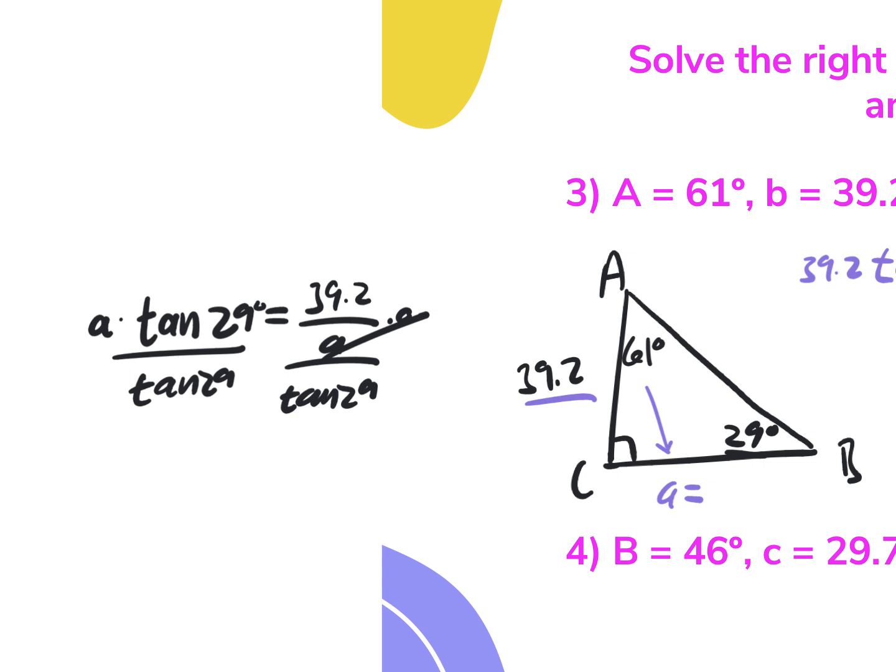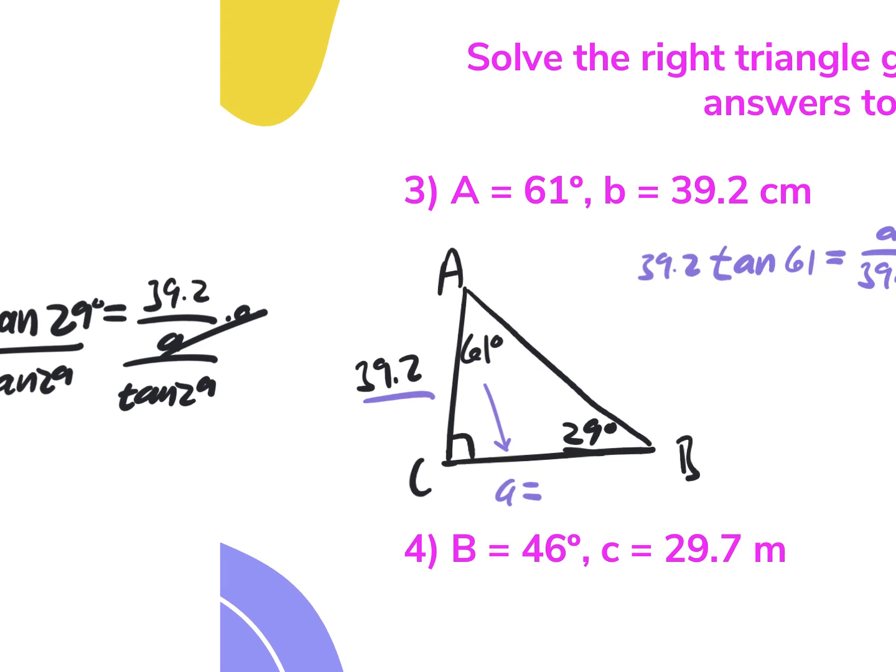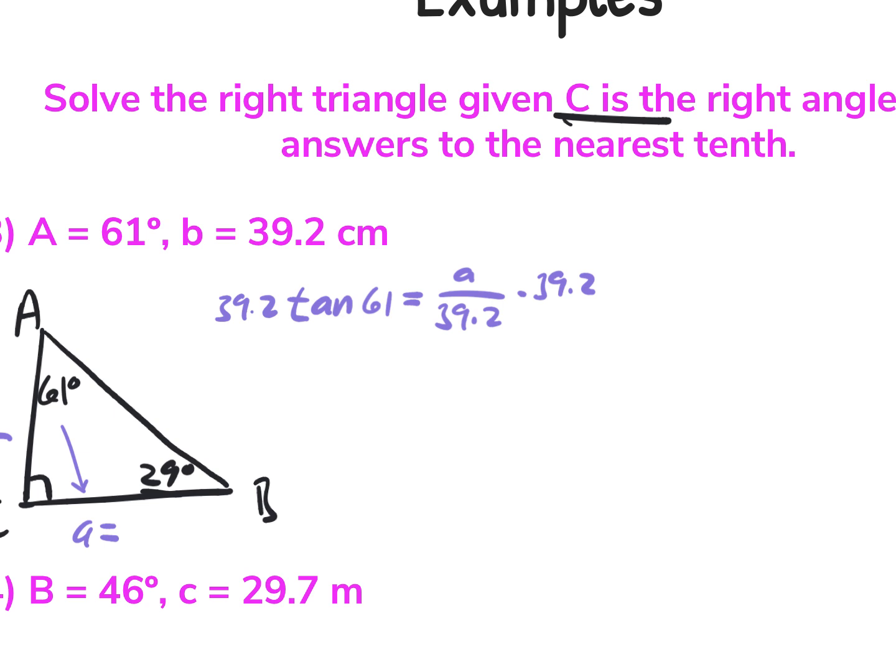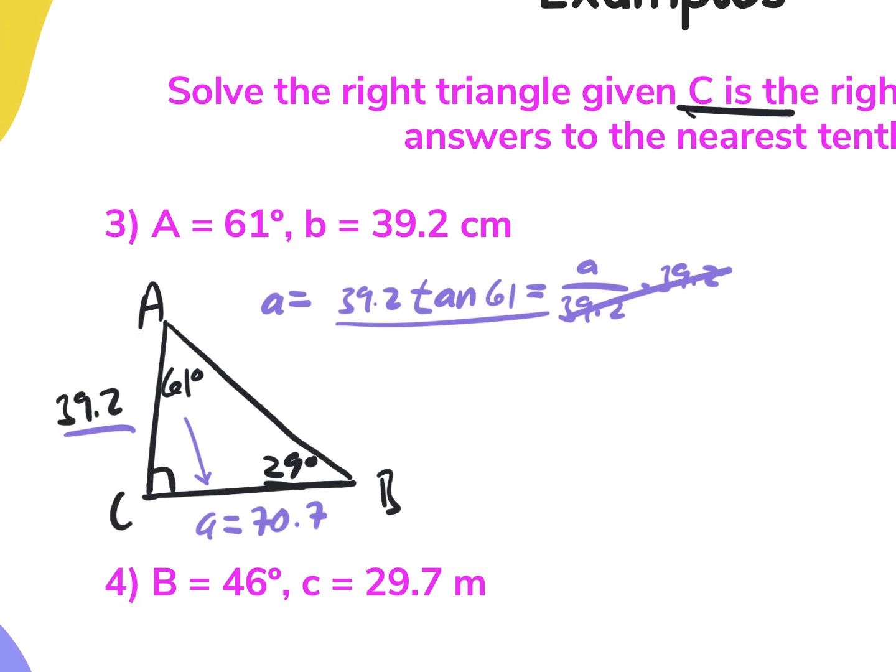So that's one thing to be mindful of if you want to save yourself a little bit of work. Just think a little more about what's going to get your missing side on the top. That way all you have to do is multiply by whatever's on the bottom on both sides, which is what we did here. And then 39.2 cancels out. So then A is whatever you get when you do 39.2 times tangent of 61 in your calculator, which is going to get you 70.7.